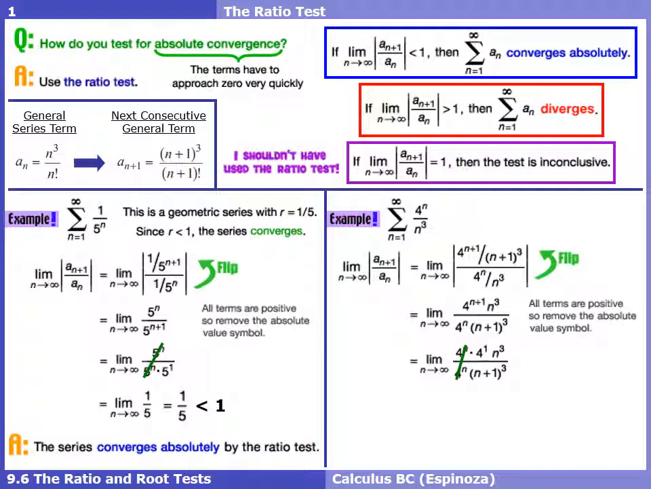If we take this limit, we'll end up with some sort of n cubed polynomial in the bottom. And of course, when we take that limit with the top, those n cubes would cancel, and we're just left with a limit value of 4.